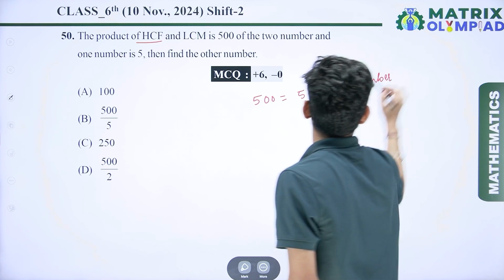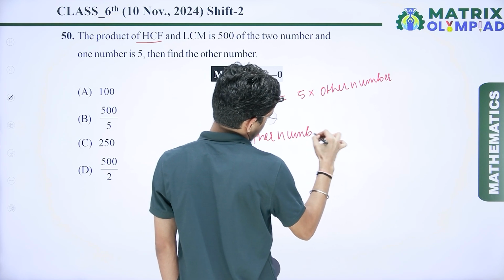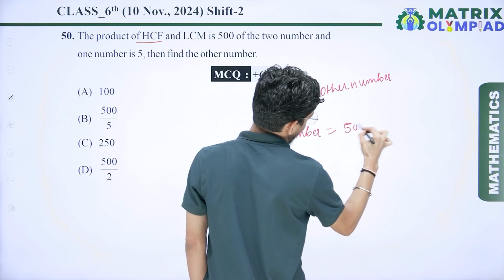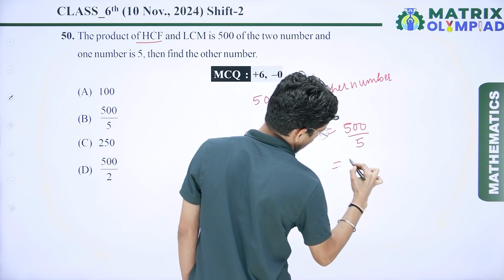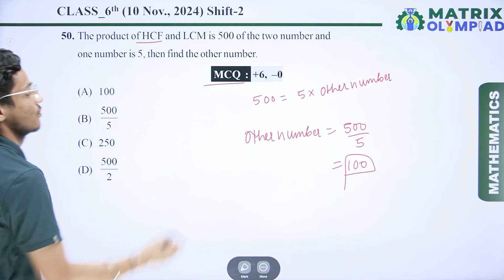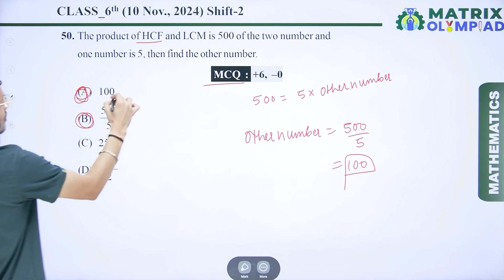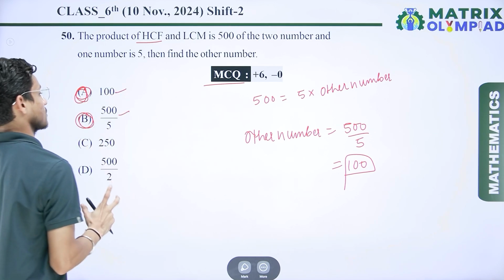So here I can say that the other number, that is 500 divided by 5, means we have 100. So again we have multiple correct answers. Check 505, this is also true, and 100 is also. So for this question, A and B both are the correct answer.